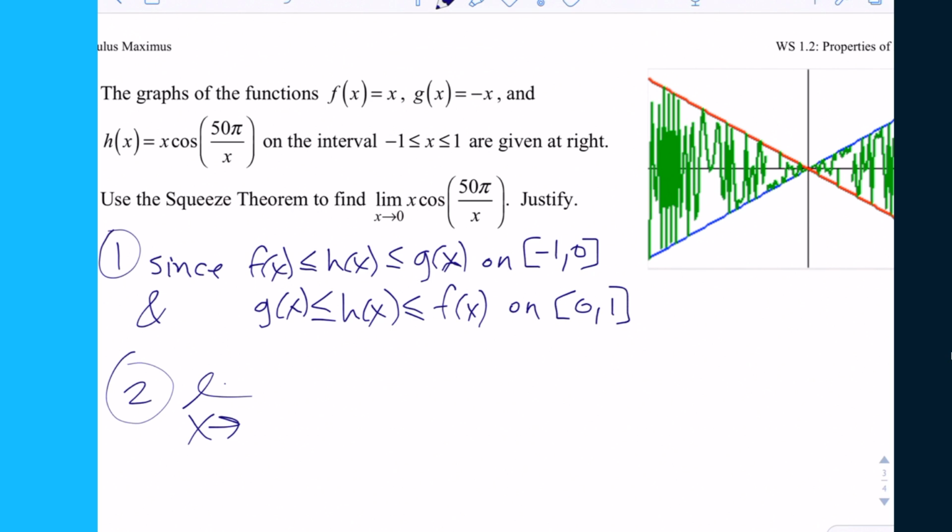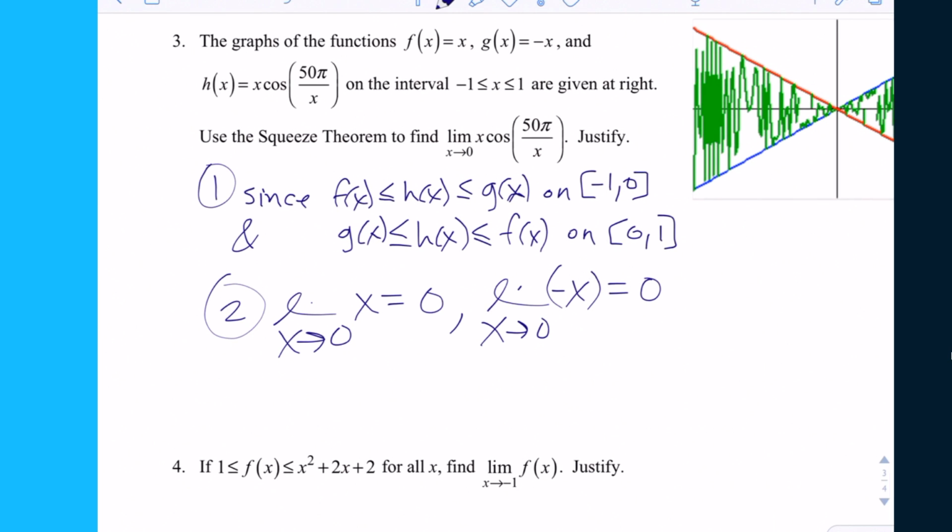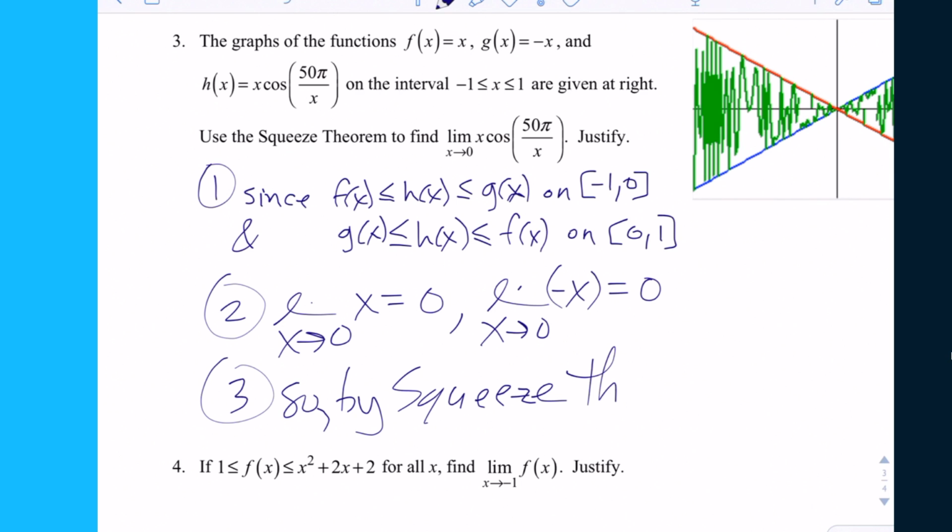The limit as x goes to 0 of x by direct substitution is 0. And the limit as x goes to 0 of negative x by direct substitution is also 0. So these 2 steps can be done in either order, as long as they're both in there. Number 3, then, you could say, so by the squeeze theorem, if you want to add that in there, or you don't even have to say it at all, the limit as x goes to 0 of h of x must equal 0. So again, a pretty easy theorem to understand, but it's the notational argument that you're learning how to formulate.